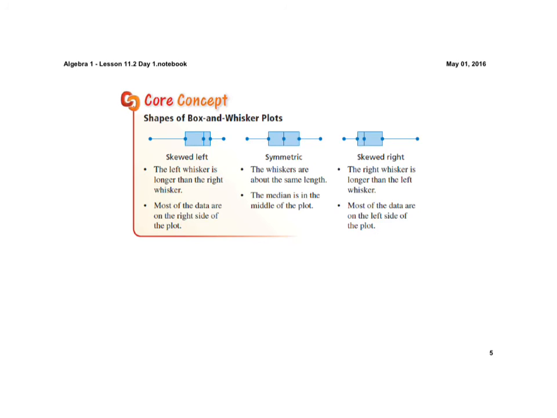So, box and whisker plots, the shapes of them. This would represent skewed left data because there's a longer tail on the left side. So that would be skewed to the left. If the two whiskers and boxes are fairly symmetrical, then we say it's symmetric. And if the whisker on the right side is longer, then it would be skewed to the right.